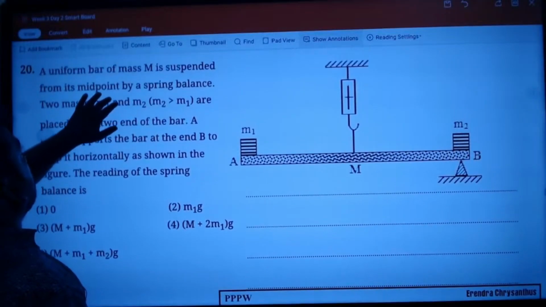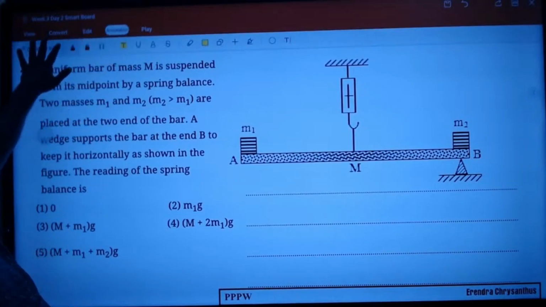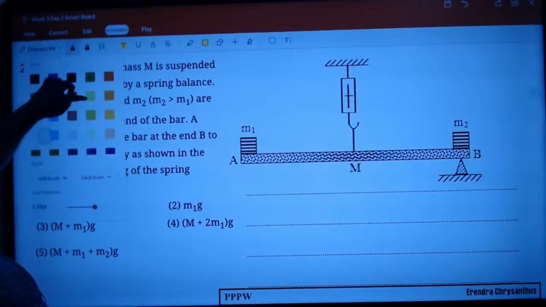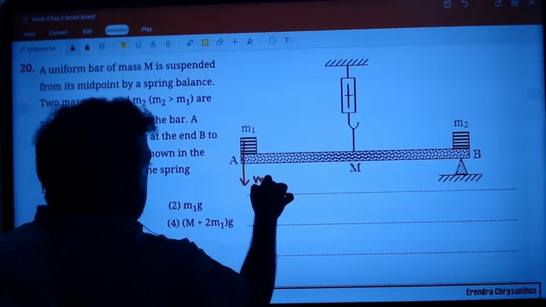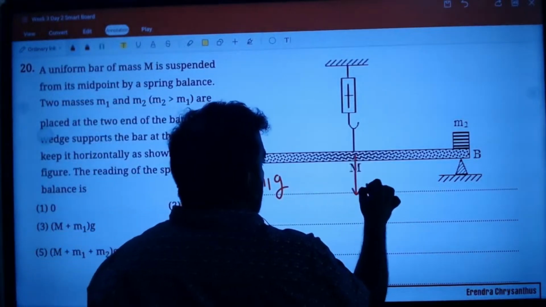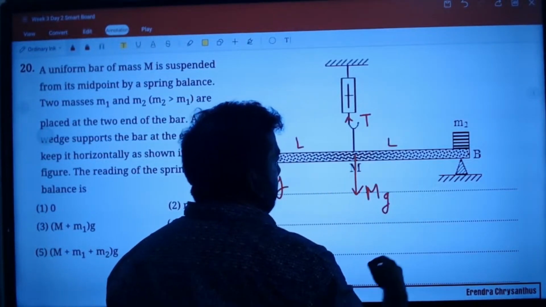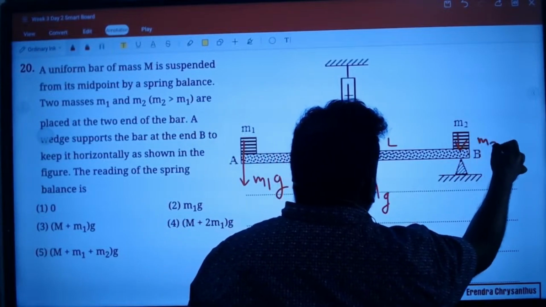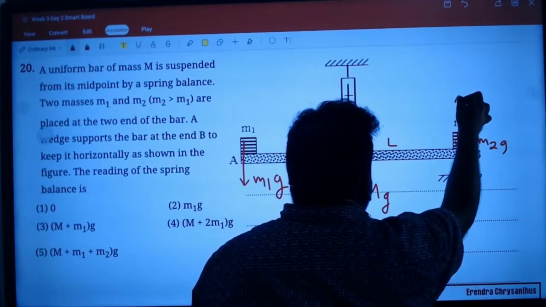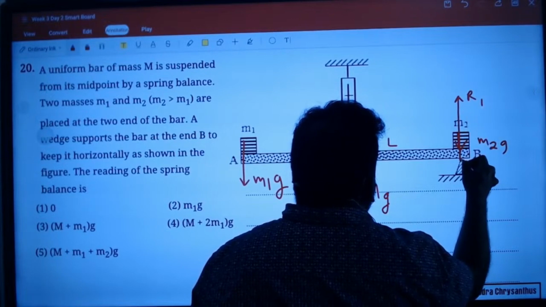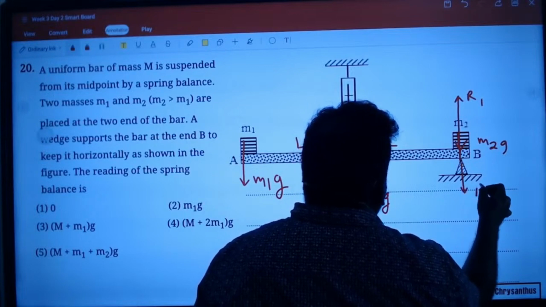Right, question number 20. Look, here you have M1G. Here total weight capital Mg. Length L, here tension. Here because of this weight there is M2G. Here the wedge is pushing the block upwards, or the wedge is pushing the rule upwards, the rule is pushing the wedge downwards. There you go.